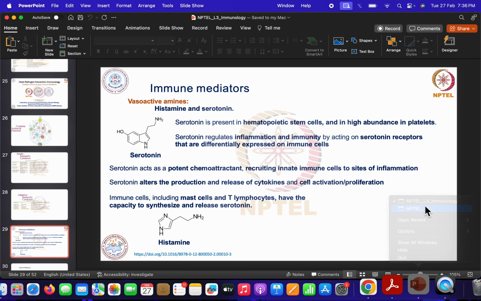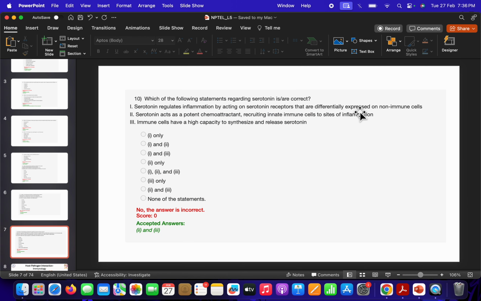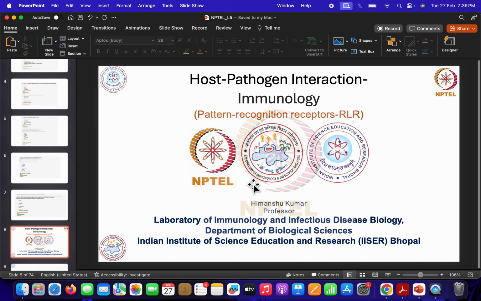So serotonin receptors are differentially expressed on immune cells, not non-immune cells. So option 1 is incorrect. Serotonin acts as a potent chemoattractant recruiting innate immune cells to sites of infection. This is true, and immune cells have a high capacity to synthesize and release serotonin. This is also true. So options 2 and 3 are correct.